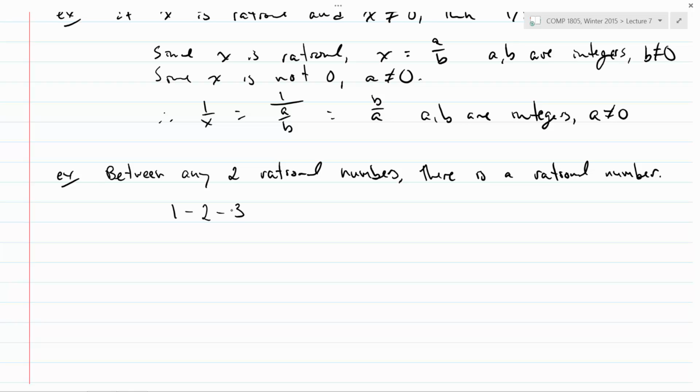Any other possible counterexamples here? Minus 1 and 1. So minus 1, 1, 0 is strictly between them, and 0 is rational. Other possible counterexamples? Yeah? So I did specify 2 rational numbers, and you only gave me 1 rational number.